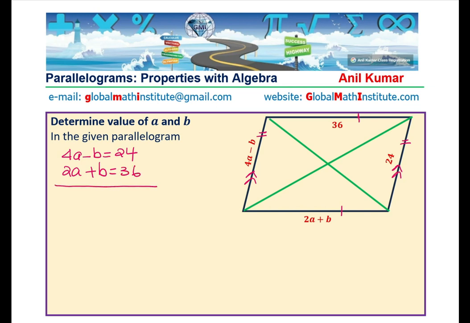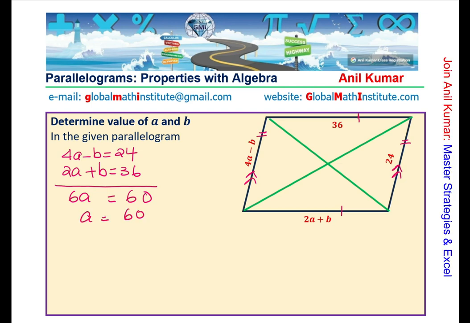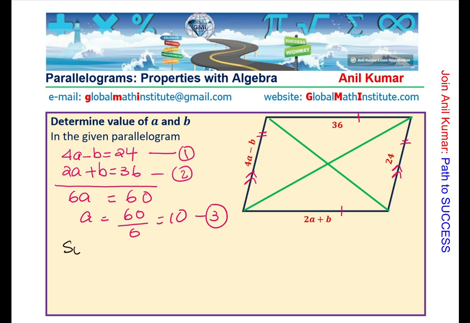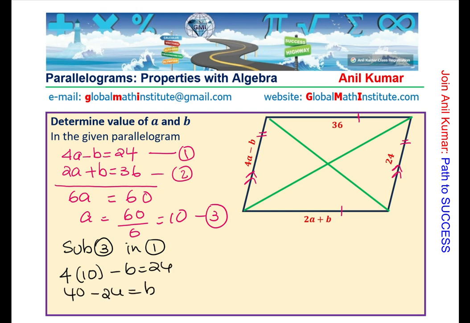We can add them up. 4 plus 2 is 6, so 6a equals 24 plus 36, which is 60. a is 60 divided by 6, which is 10. So we get the value of a, which is 10. Now, let's say this is our equation number 1, this is 2, and what we get now is 3. So we can substitute 3 in 1. So what do we get? You get 4 times 10 minus b equals 24. So 40 minus 24 is b, right? So that will give us the value of b.